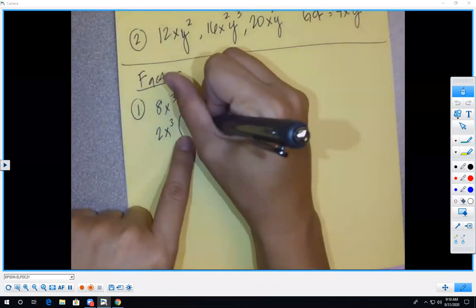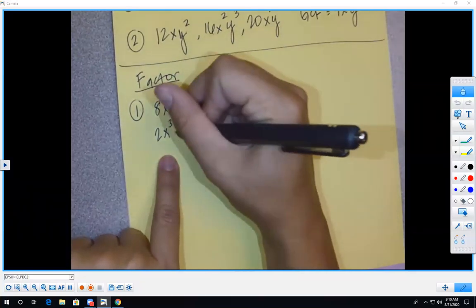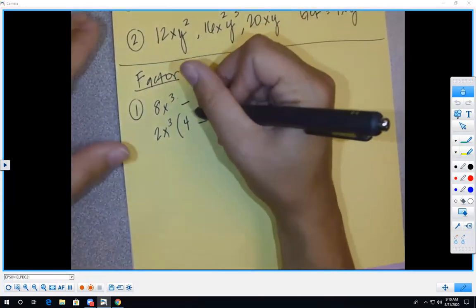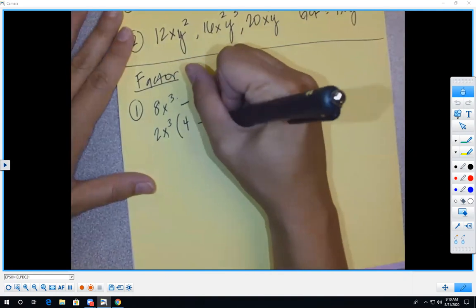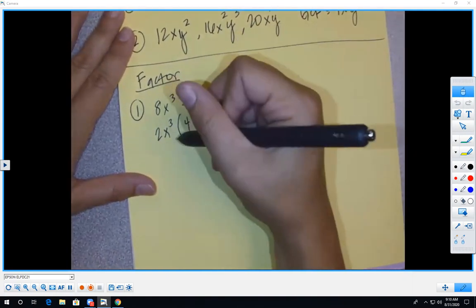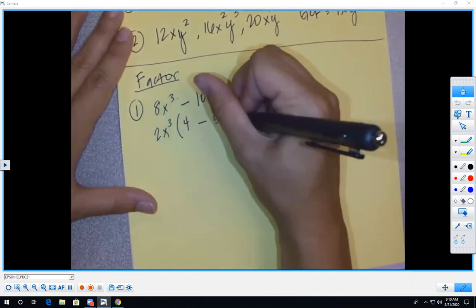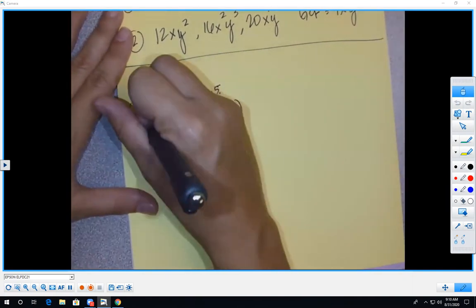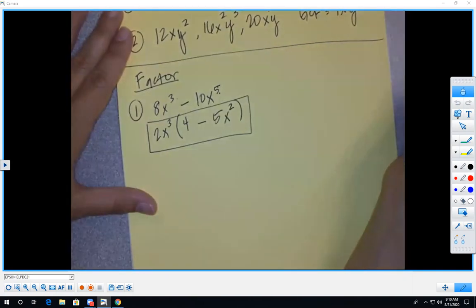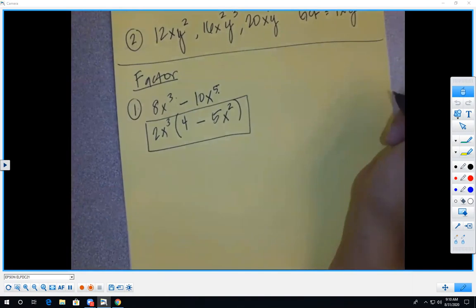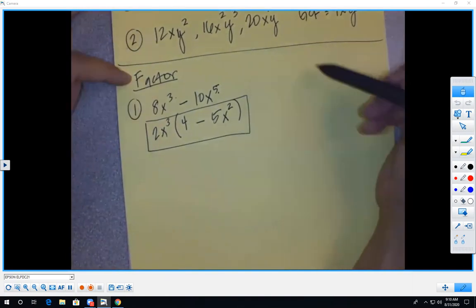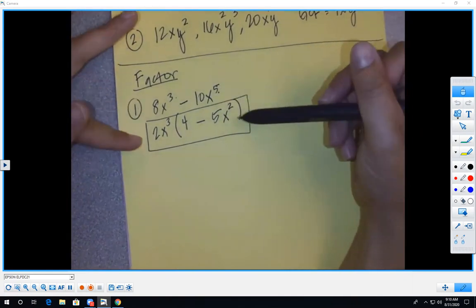And then minus 10x to the 5th divided by 2x to the 3rd. 10 divided by 2 is 5. I have 5 x's, I'm pulling 3 out. So x squared would be what's left over. And that's your answer. Remember, you could check this by distributing it back in to make sure you end up where you started, but this is the answer.